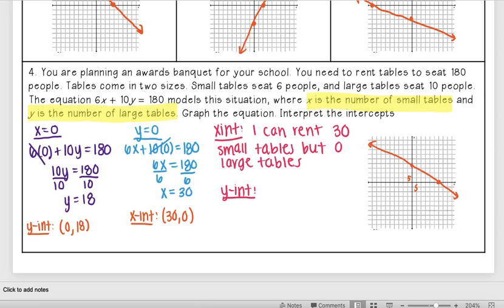And now for the y-intercept, my x value is 0, so that means I'm going to have 0 small tables, but 18 large tables. So I can say I can rent 18 large tables, but no small tables.